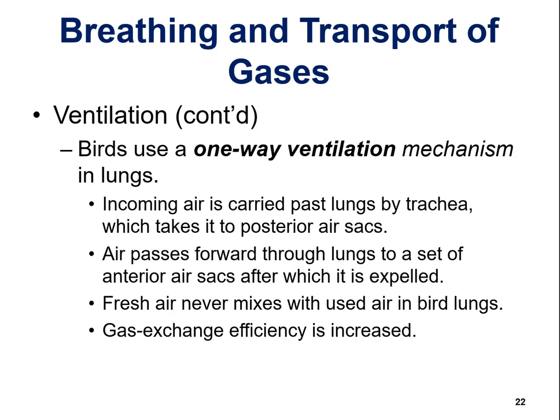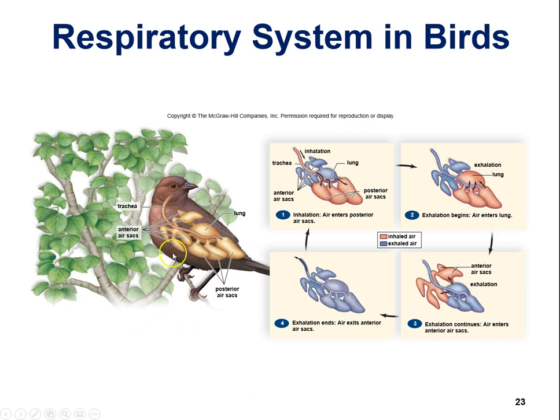And so if you think about birds, they're flying around all the time, which requires lots of energy. They need to be more efficient at taking in oxygen and getting rid of carbon dioxide. So if you look here, you can see these modifications where they have these extra air sacs. So here during inhalation, right? Air enters into the posterior air sacs, okay? And then it says exhalation begins, air enters the lung, okay? And then air will enter those anterior air sacs, and then they will exit from the anterior, okay? And so again, you never have the mixing of old air and new air because they have an extra spot where it's a holding chamber for things to be released, okay? So again, this increases the efficiency of gas exchange.